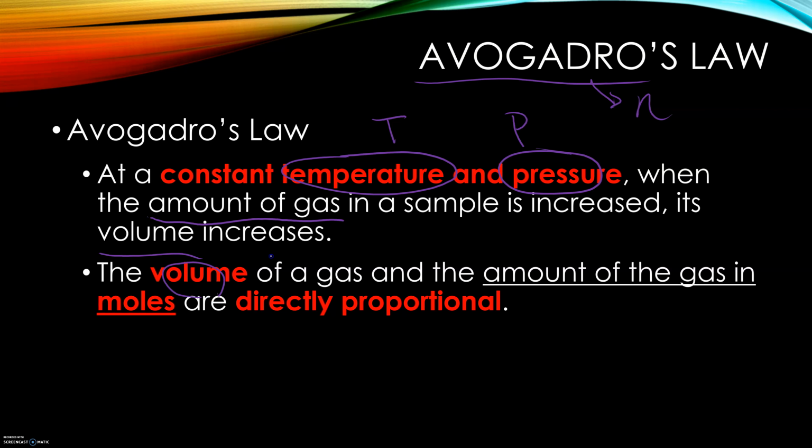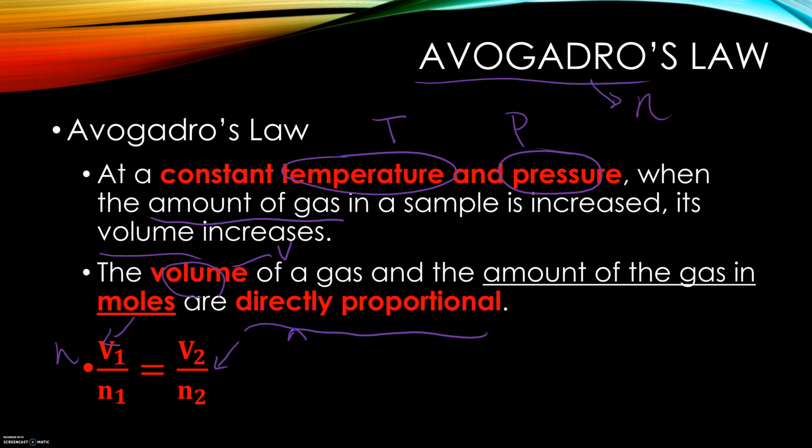So we have volume V, and then we have the amount of gas in moles as our variable n. And we can now put this in an equation saying that this is V1 over n1 equals V2 over n2. Note that directly proportionate shows that the equations end up in fractions.